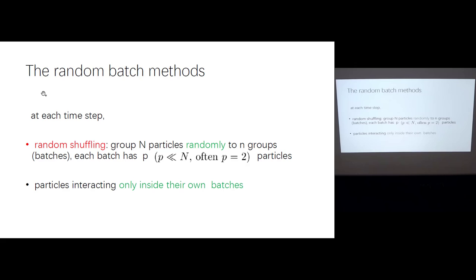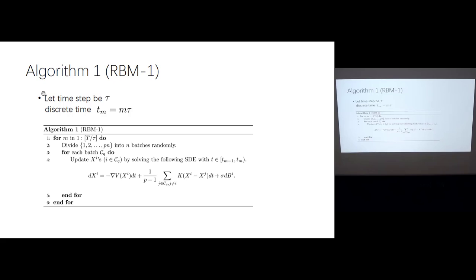This is the code. If you take a picture of this, go back home, I'm sure you finish the coding in half an hour. So this is what you do. Suppose you have done n time steps. Now this is your next time step. Two lines of code. First, you do a random shuffling of these n particles. Divide them into n groups. Each group has p particles.